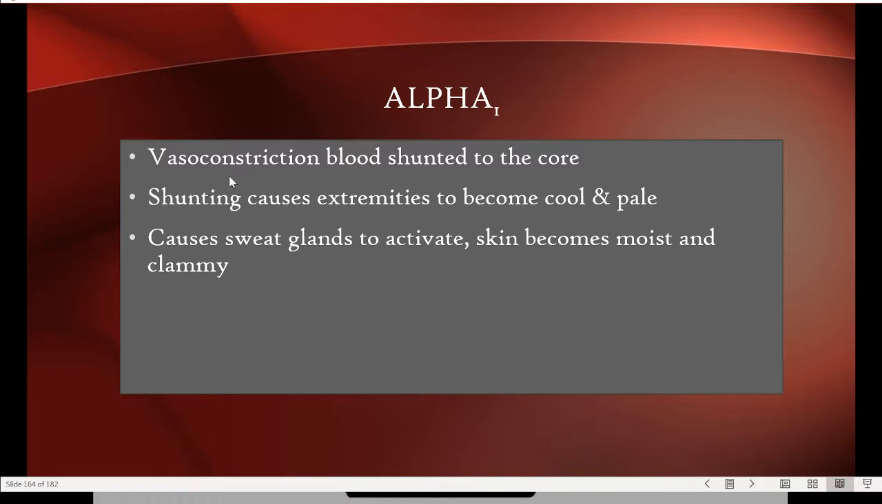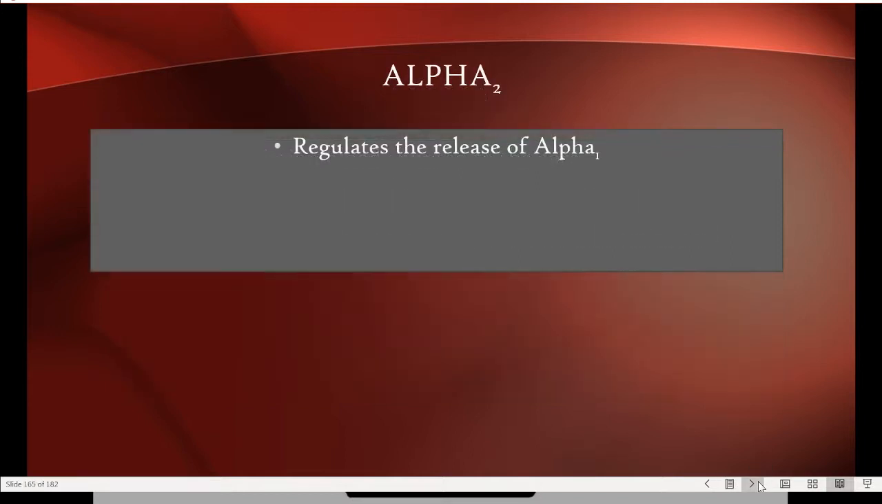Alpha 1, vasoconstriction. Okay, this is what causes the shunting from the extremities. And this causes them to be cool and pale. And we can associate that as well with blood and its function, which is to help maintain temperature control inside the body. It also causes the sweat glands to be activated. So this is where the sweating comes from. And alpha 2, for the purpose of this class, we can just say that it regulates the release of alpha 1.